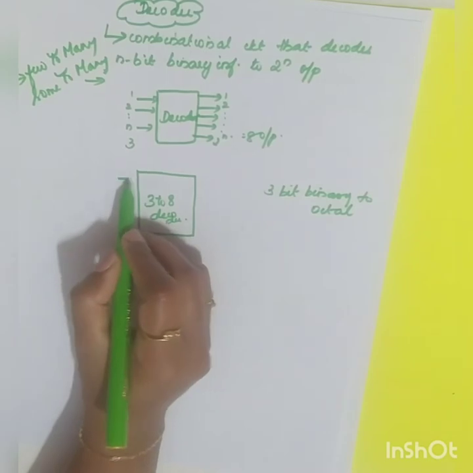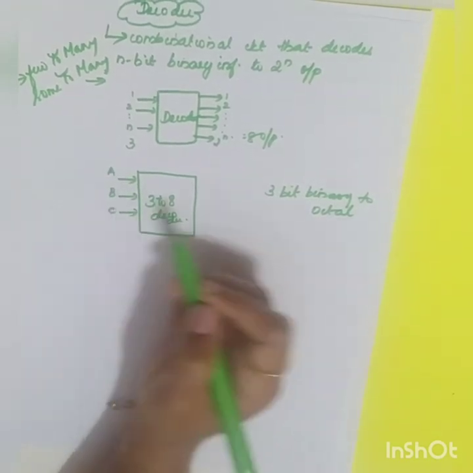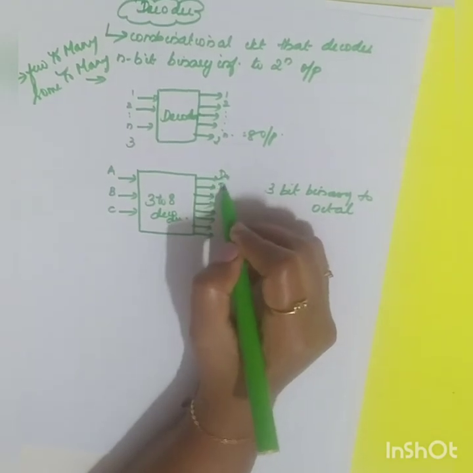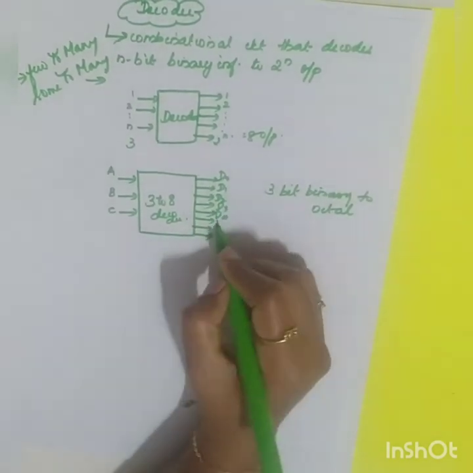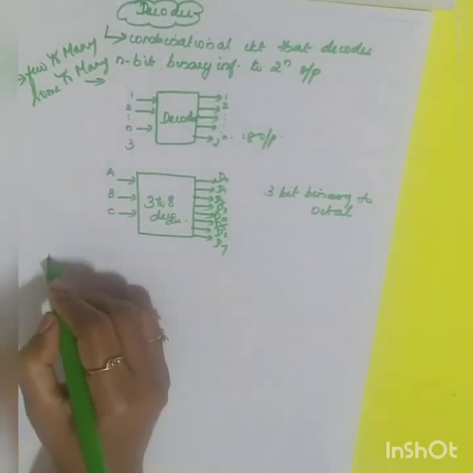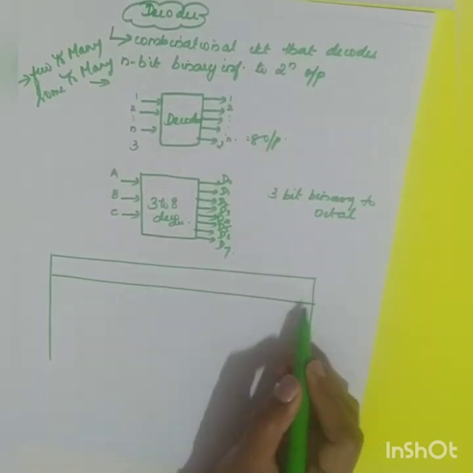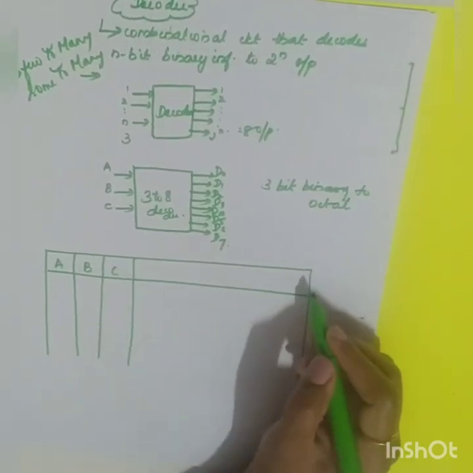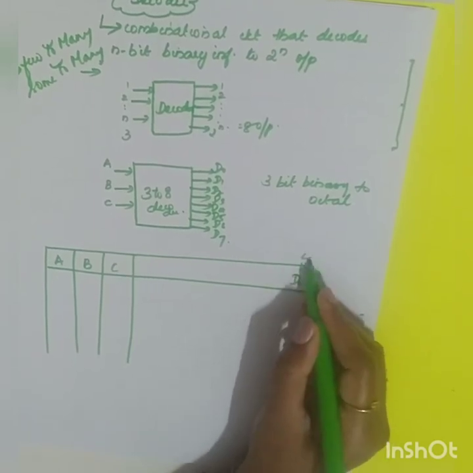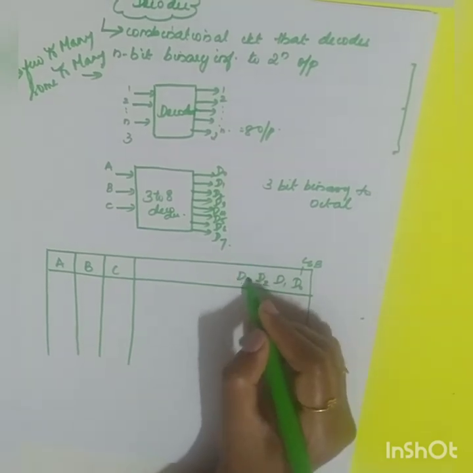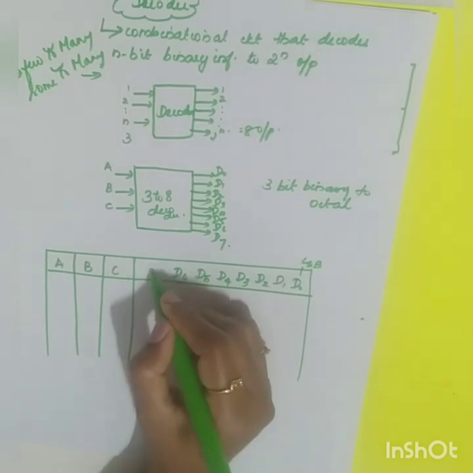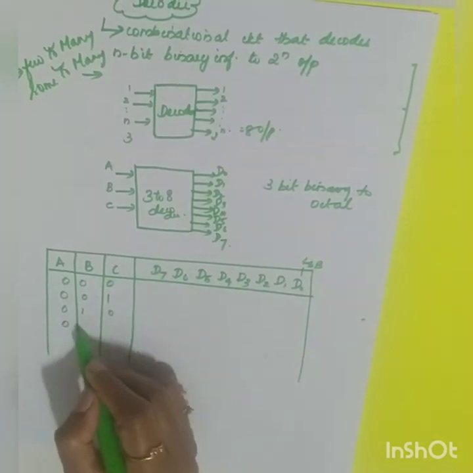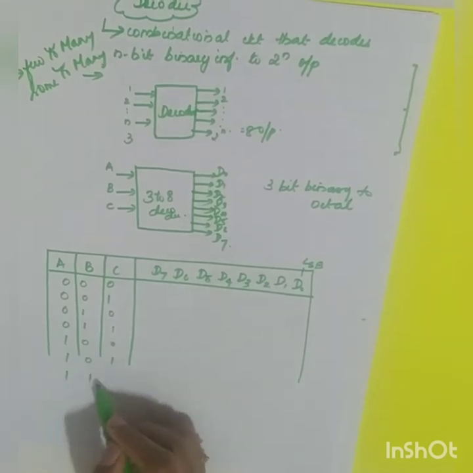So what will be your inputs? A, B, C, 3 inputs. What will be your output? 8 outputs. So D0, D1, D2, D3, D4, D5, D6, D7. The truth table is given by this. A, B, C will be your given input, 3 inputs and the output is going to be 8. Let me start with LSB here, D0 to D7, ending with your MSB. So what will be your combination? 000, 001, 010, 011, 100, 101, 110, 111.